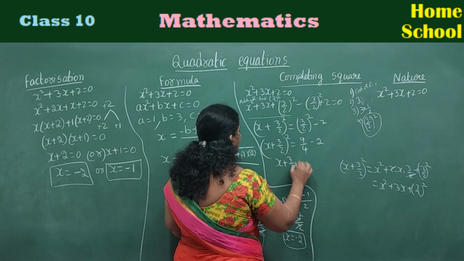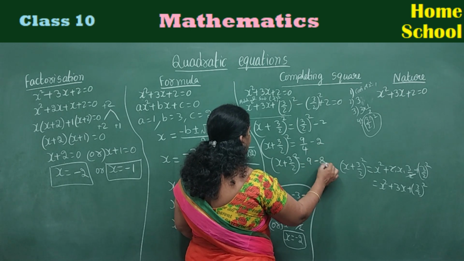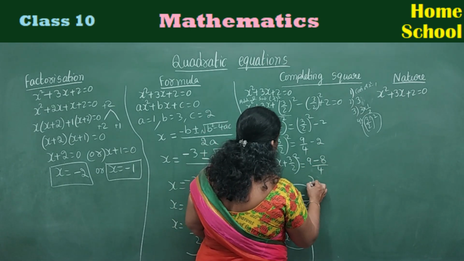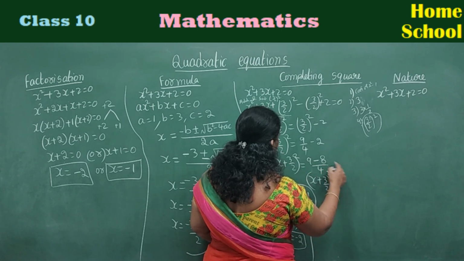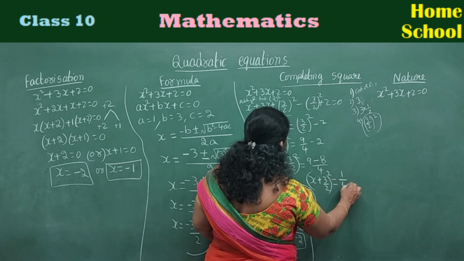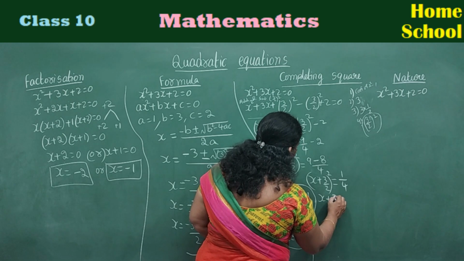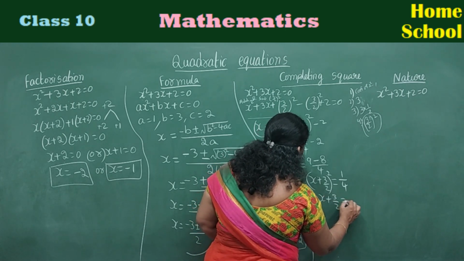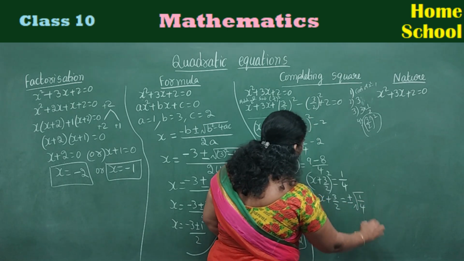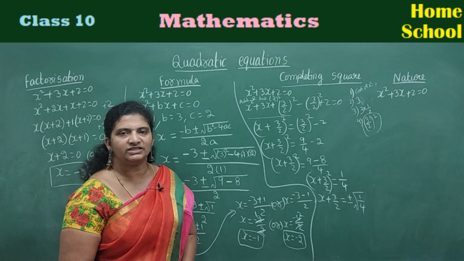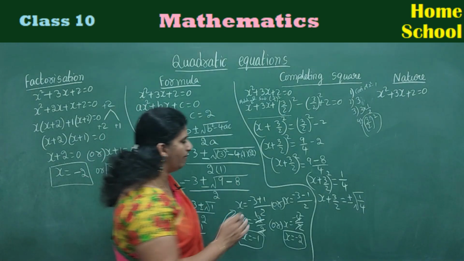x plus 3 by 2 whole square is equal to, LCM, 9 minus 8 by 4. This will be x plus 3 by 2 whole square is equal to 9 minus 8 is 1 by 4. Now this whole square, send to the other side, and it becomes a square root. x plus 3 by 2 is equal to plus or minus square root of 1 by 4. In a quadratic equation, when you are applying a square root, you must remember plus or minus.